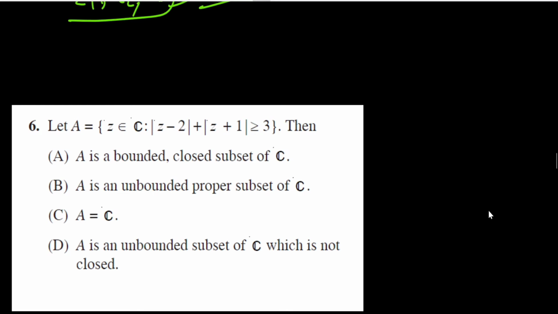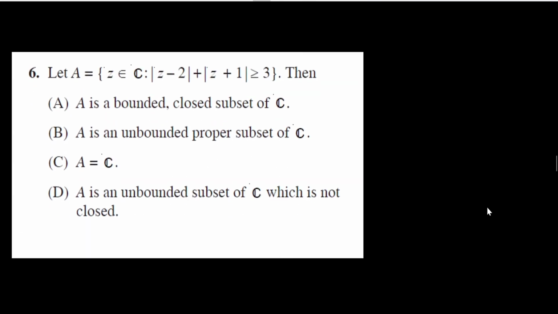And question number 6, which also comes from complex analysis. The question 6 says: find the set A of points, complex numbers z, which satisfy this condition. It is a simple question if we solve it in a simple way. So how can we solve this? The question says that mod of z minus 2 plus mod of z plus 1 is greater than or equal to 3, z belongs to C.